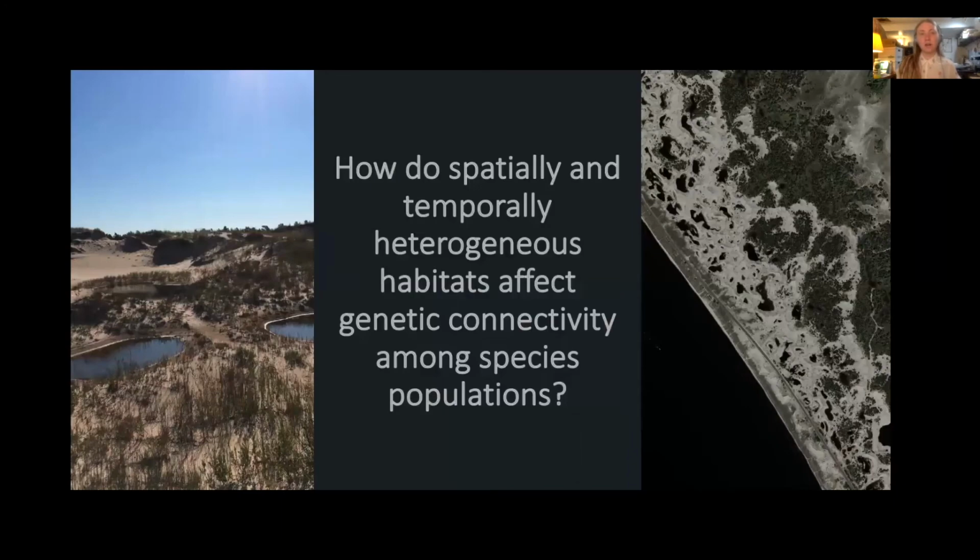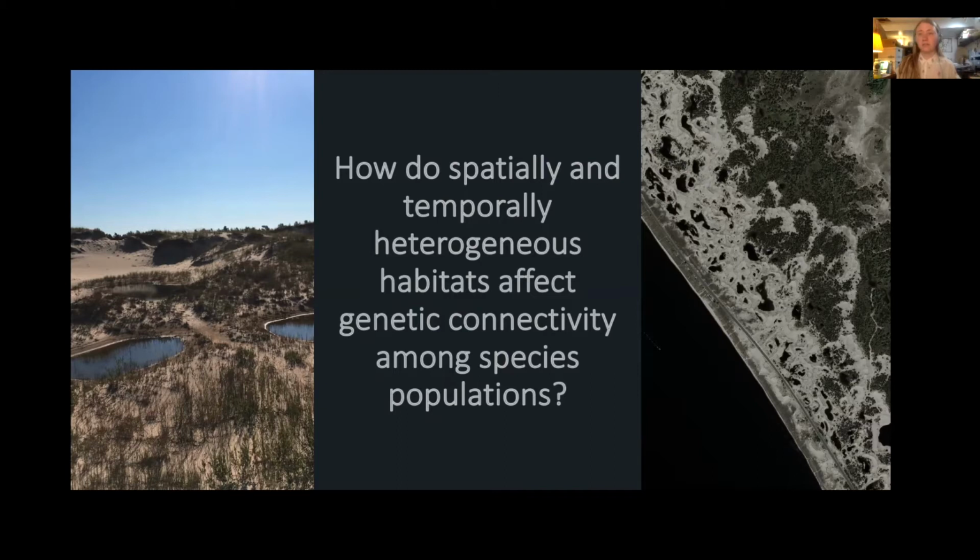To start out, how do spatially and temporally heterogeneous habitats affect genetic connectivity among species populations? By spatially heterogeneous, we mean a non-continuous or fragmented habitat, and by temporally heterogeneous, we mean a habitat that shifts and changes through time. Both of these heterogeneities influence the genetic connectivity of organisms across a habitat. They can provide barriers to gene flow, produce isolation by distance patterns, and encourage processes such as local adaptation.